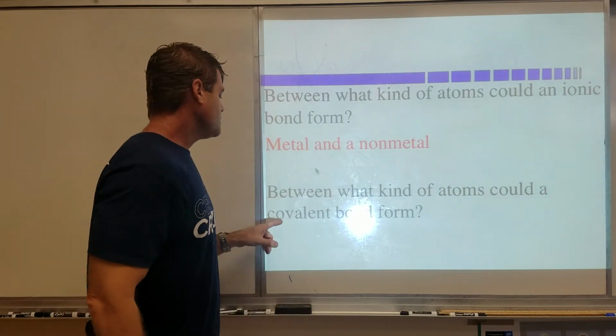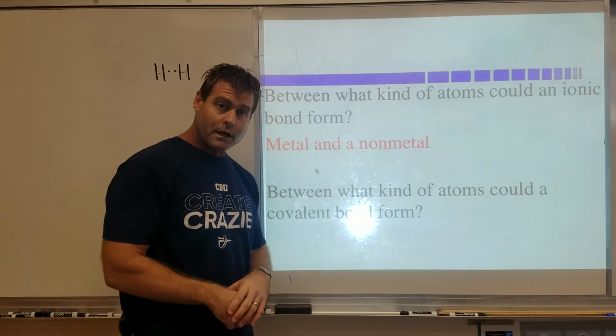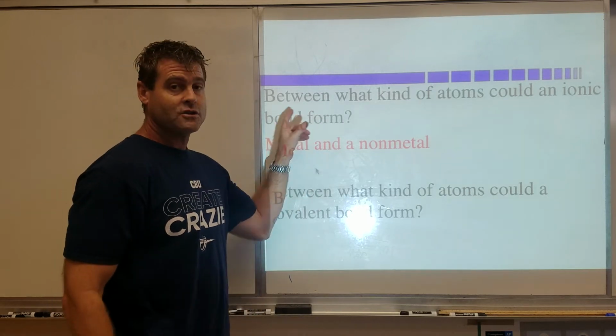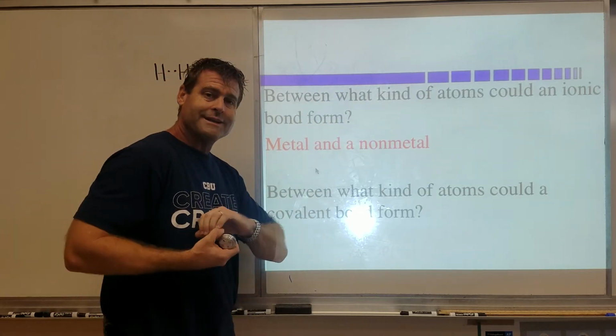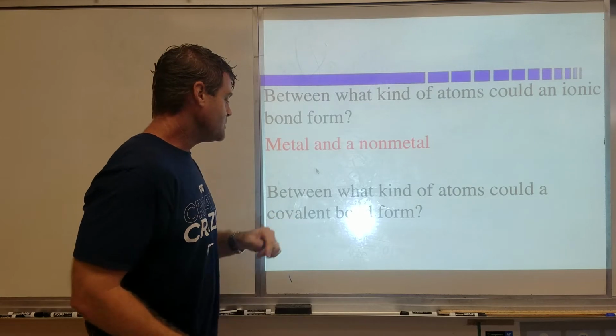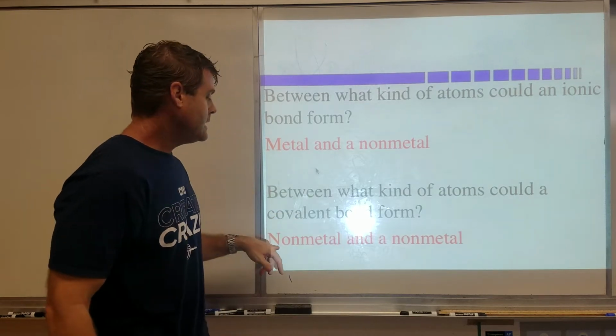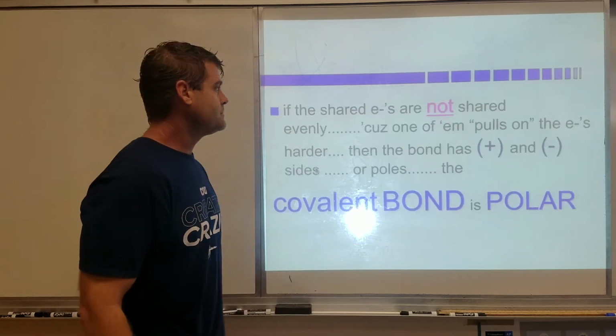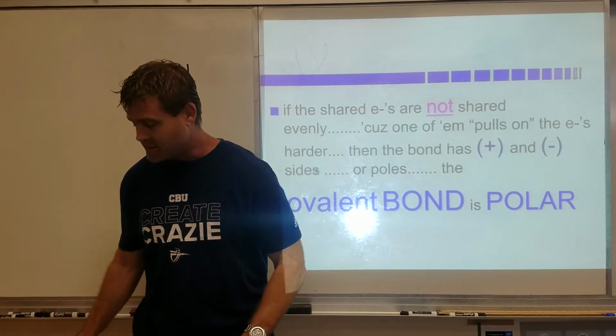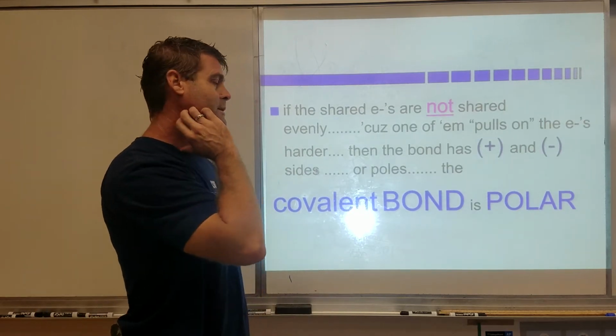Between what kind of atoms would we expect a covalent bond to form? Remember, an ionic bond is when electrons are transferred. A covalent bond is when electrons are shared. Between what kind of atoms, guys? You should have guessed it. Two non-metals.